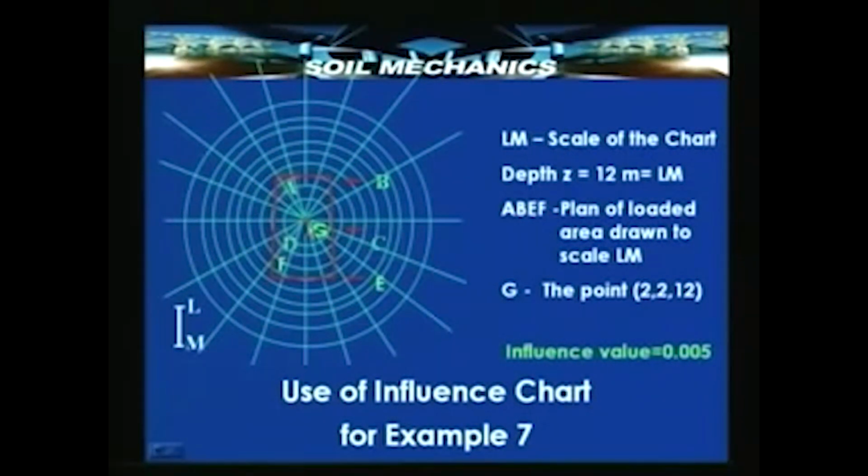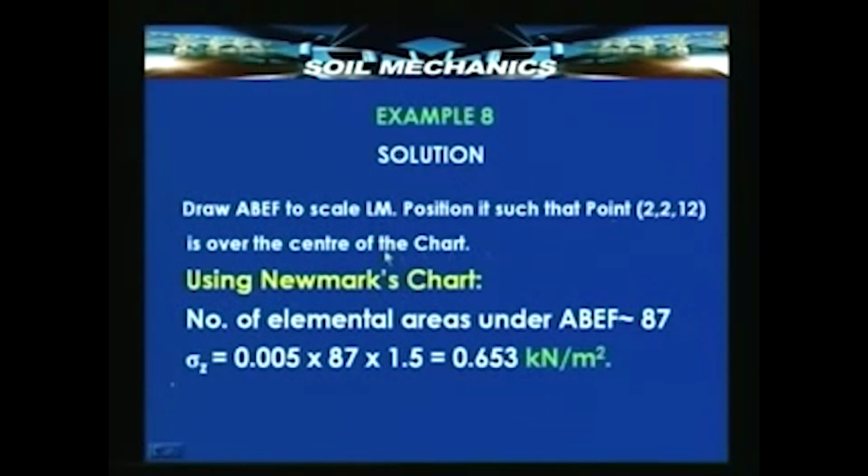This is the given rectangle, point G is the point 2, 2, 12. So, we draw this rectangle to the scale LM, that is shown here, LM being taken equal to the depth of 12 meters, and then we draw this rectangle and superimpose it over the chart and count the number of squares. Then we get the solution as, using Newmark's chart, 87 elemental areas multiplied by the influence coefficient value of one area, that is 0.005, into the load 1.5, that is 0.653 kilonewton per meter square.